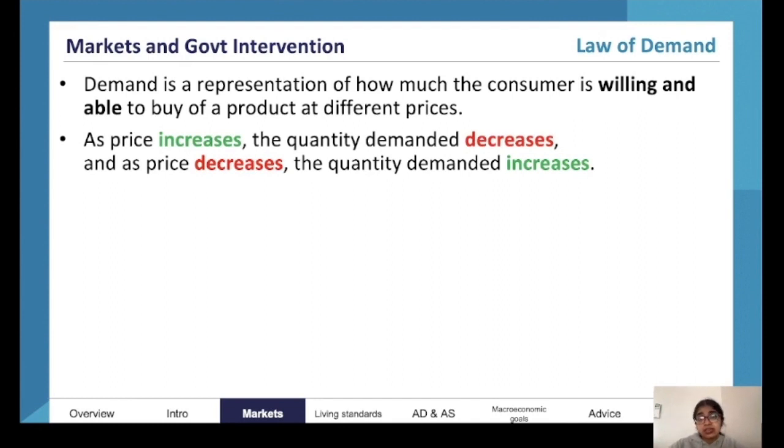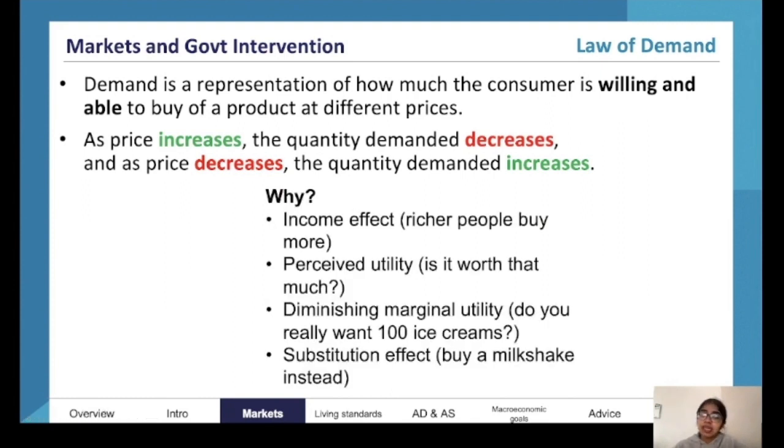Which makes sense. So if something is being more expensive, you're going to be less willing to buy it. And as something becomes cheaper, you're going to be more willing to buy it. And that applies to pretty much everyone. And why does that happen? Well, there's quite a few effects. So first is the income effect. As your price increases, people aren't able to afford it as much. So that's the income effect. So only the rich people would buy it as the price becomes too high.